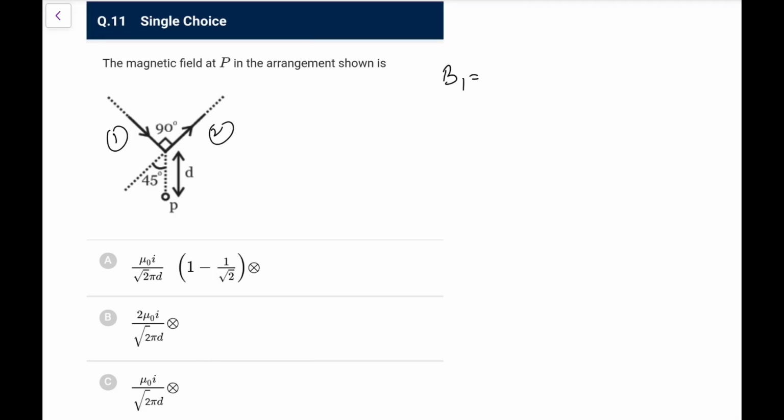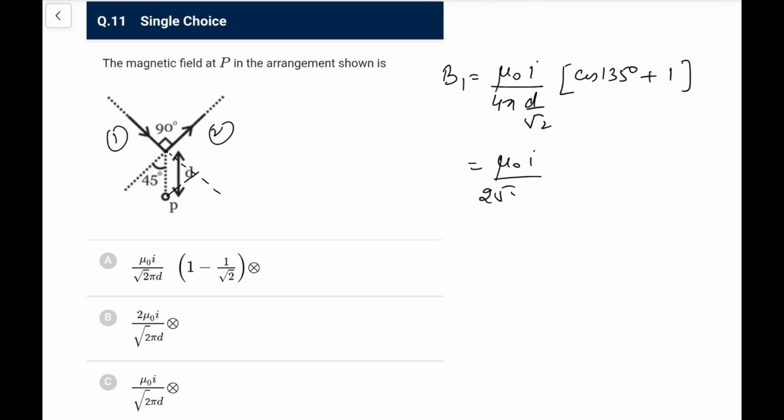So first due to B1, what we can write? We can write it as mu naught I upon 4 pi, and the perpendicular distance will be like this. This distance won't be d, it would be d by root 2. So 4 pi into d by root 2, and one of the angles is 135, so it is cos 135. The other is going to be 0, that is cos 0 is 1. So it is mu naught I upon 2 root 2 pi d, and this will become 1 minus 1 by root 2.